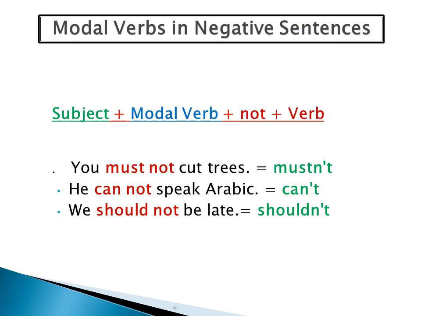Okay. Now modal verbs in negative sentences. So the same structure, we just add not. So subject plus modal verb plus not, ديال النفي negative, plus verb. Example, you must not cut trees. Okay. يجب عليك قطع الأشجار for example. So must not, or we can do the short form mustn't. He cannot speak Arabic. He can not speak Arabic. Or we say can't. Okay, short form. We should not be late. So or shouldn't. Okay. ممكن استعملوا short form shouldn't.